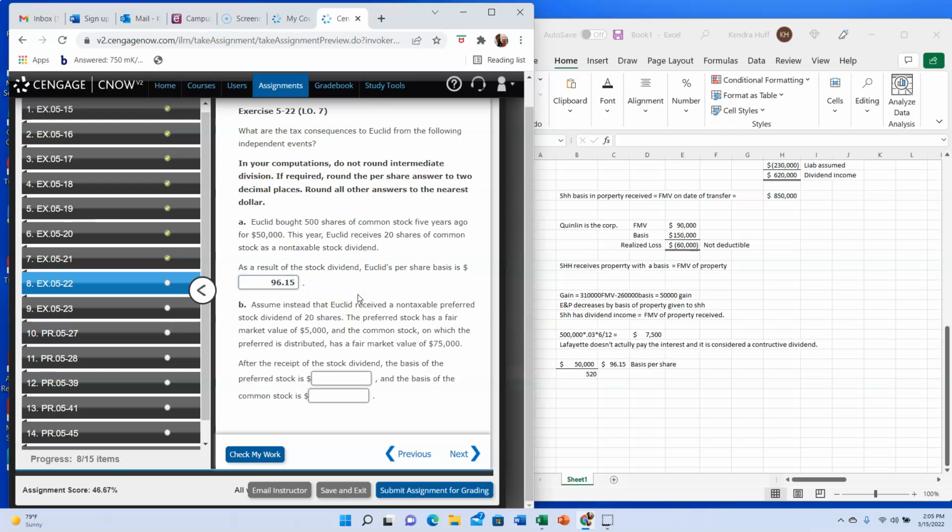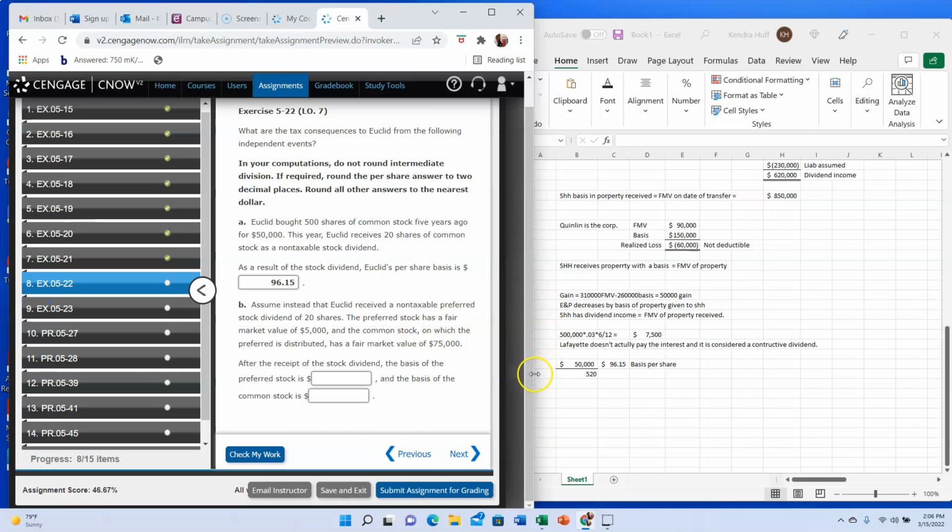Assume instead that Euclid received a non-taxable preferred stock dividend of 20 shares. The preferred stock has a fair market value of 5, and the common stock on which the preferred is distributed has a fair market value of $75,000. After we receive the stock dividend, the basis of the preferred stock is blank, and the basis of the common stock is blank. Okay, so you basically have to split the $50,000 basis that she already has between the two.